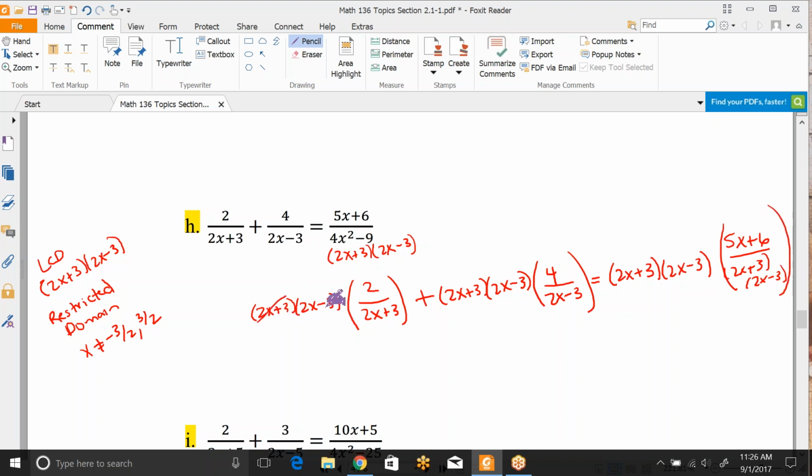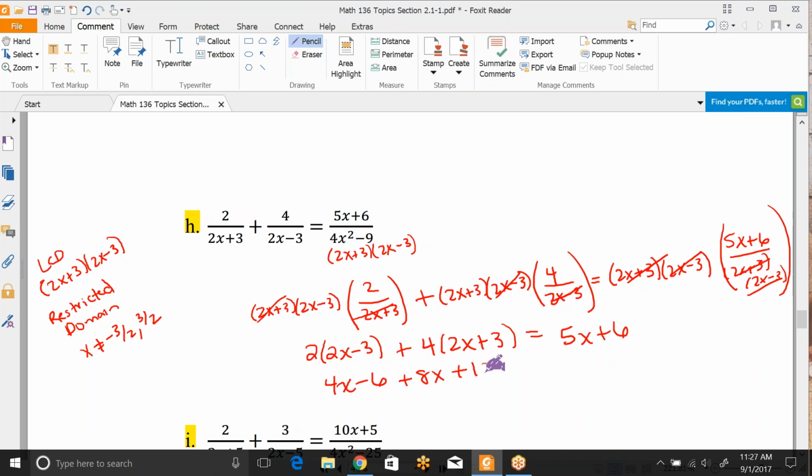So in the first one, the 2x plus 3s are going to cancel. That leaves me with a 2 and a 2x minus 3. In the second one, the 2x minus 3s are going to cancel. I'm left with a plus 4 and a 2x plus 3. In the last side, the 2x minus 3 and 2x plus 3 both cancel, so we're left with the numerator of 5x plus 6. We distribute, so this would be 4x minus 6 plus 8x plus 12 equals 5x plus 6. Add like terms, this would be 12x plus 6 equals 5x plus 6.